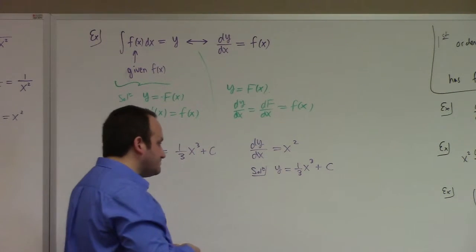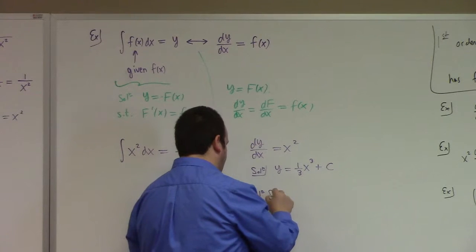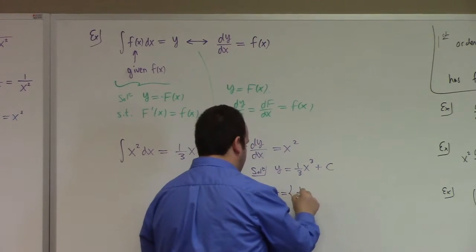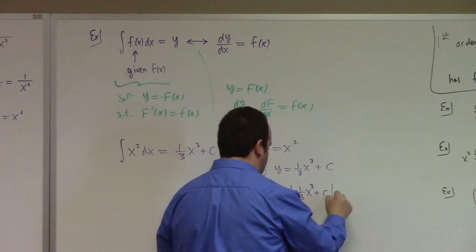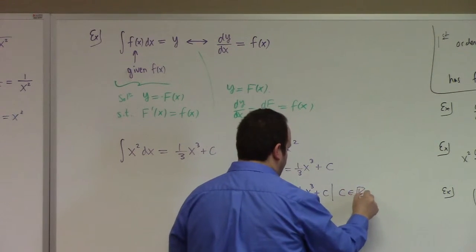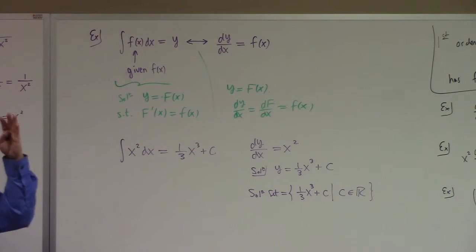And what's the solution set, by the way? Now I'm getting a little bit off track, but just hang on with me for a second here. 1/3 x cubed plus a constant such that c is a real number. So the solution set to this differential equation is actually an infinite family of functions, which are related by this additive constant, right? You just add a constant. If you think about their graphs, they're all vertical translations, one of the other.